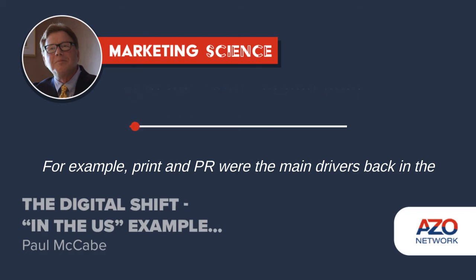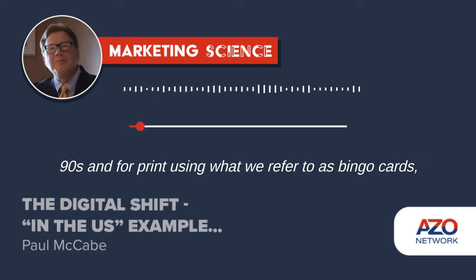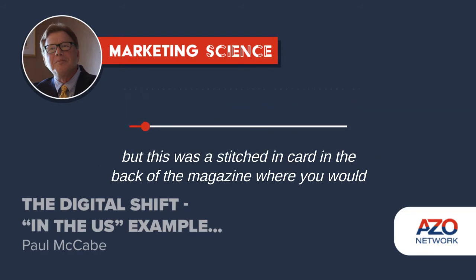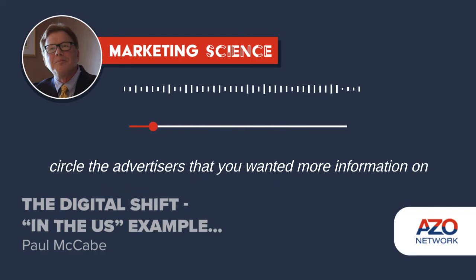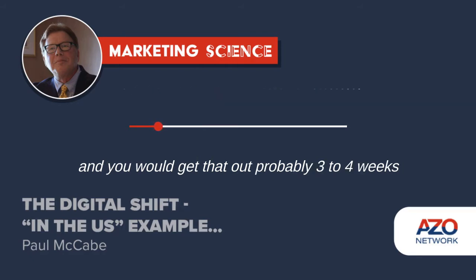For example, print and PR were the main drivers back in the 90s. And for print, using what we referred to as bingo cards. I don't know if you have that over the pond, but this was a stitched-in card in the back of the magazine where you would circle the advertisers that you wanted more information on. And you would get that out probably 3 to 4 weeks later.